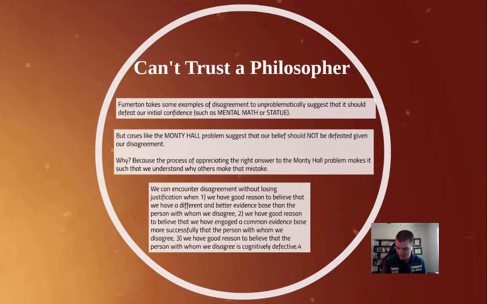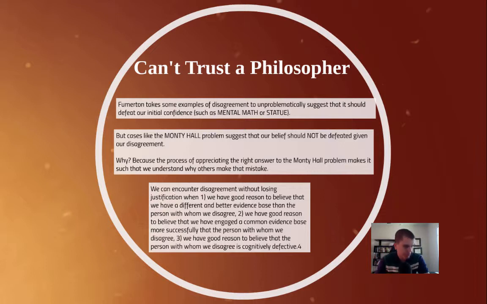So in the beginning, he says, look, there are some cases of epistemic disagreement that are just obvious. There are obvious cases where the disagreement should sort of defeat our initial confidence or our initial belief. So as we saw in the examples of mental math or statue, when we find out that someone disagrees with us, Fumerton thinks, unproblematically, that these cases do suggest it should defeat our initial confidence. So we should revise to some extent, at least in both of those cases, because we have access to the same sort of evidence. We don't have any good reason to believe that one of us is going to be more successful than the other, and we think that we're roughly as capable.